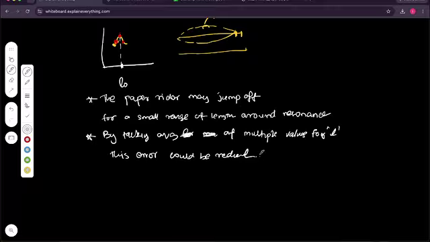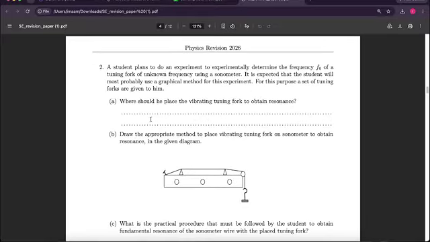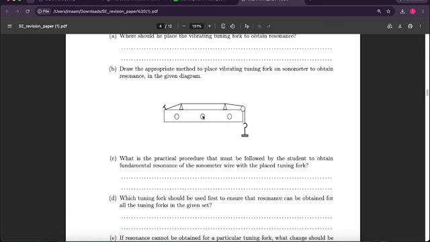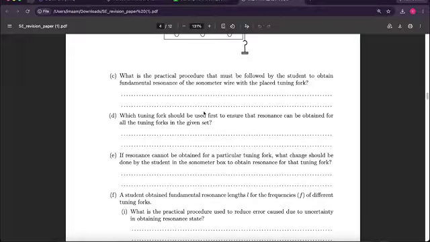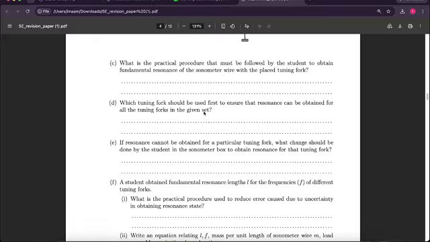In 2020 we had the last sonometer problem. Let's look at this revision paper as well. The questions are very common. Where should he place the vibrating tuning fork to obtain resonance? On the sonometer box, somewhere in between the bridges. What is the practical procedure that must be followed by the student to obtain fundamental resonance of the sonometer wire with the placed tuning fork? The usual answer.